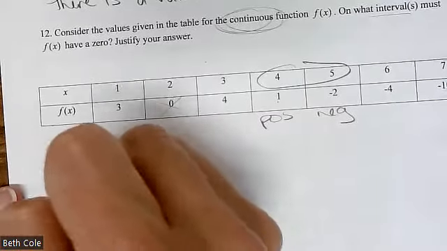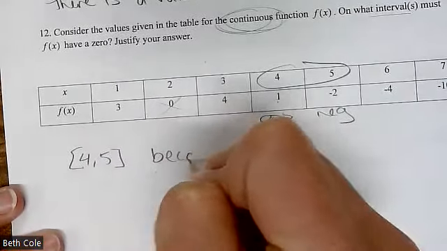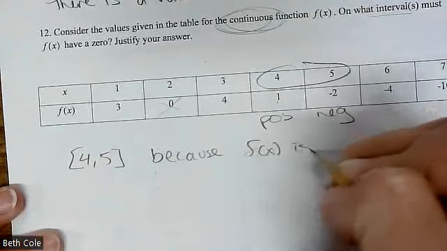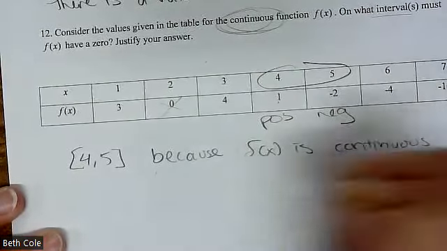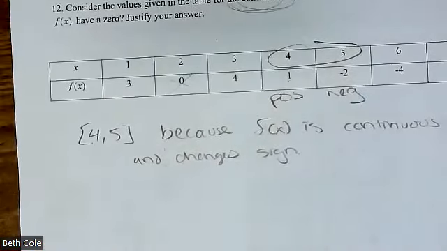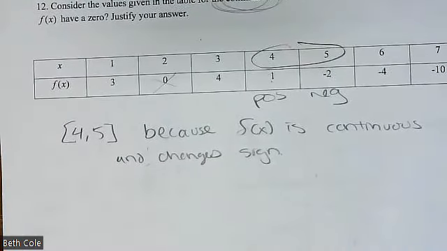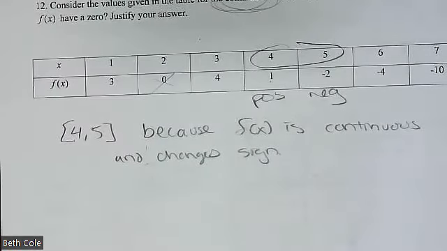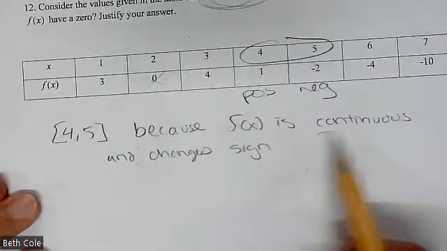Okay. So on the interval 4 to 5, because f of x is continuous and changes sign. You can be more wordy than that. Like you can do changes from positive to negative or changes from negative to positive, but changes sign is good enough. And again, I'm trying to save you work and make it simpler, but the 0 itself doesn't count because 0 is neither positive nor negative. So you can't use that. Do you understand what I'm saying? Okay, don't use the 0. You need a change in sign and you need to mention continuous.